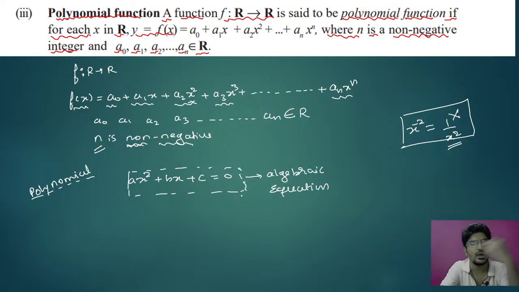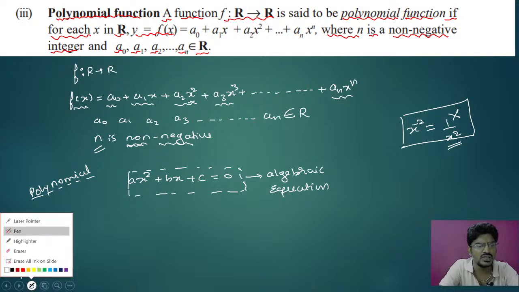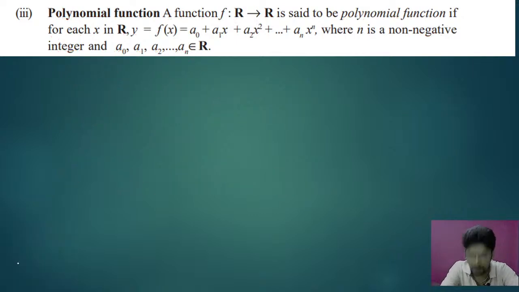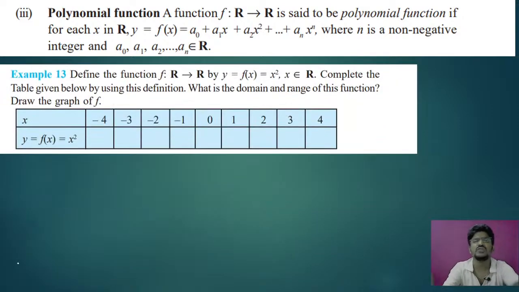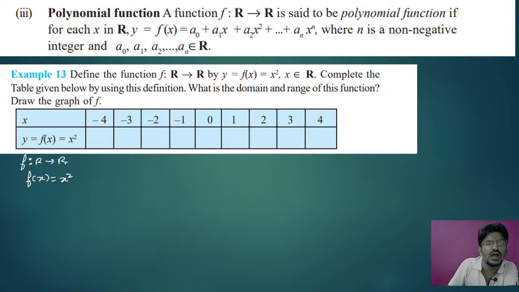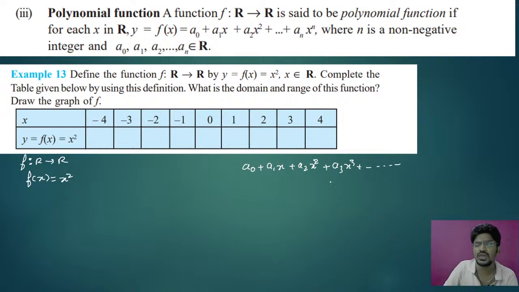So let us go for the next concept. Okay, so this is called your polynomial function. So now let us see the examples of polynomial function. So here you just see, that is f of x equal to x square. It is defined from R to R. So you can see that this is x square. It is polynomial function. Okay, because if the function is in the form of a0 plus a1x plus a2x square plus a3x cube plus so on, we say it is polynomial. Okay, so you can see that it is in this form.